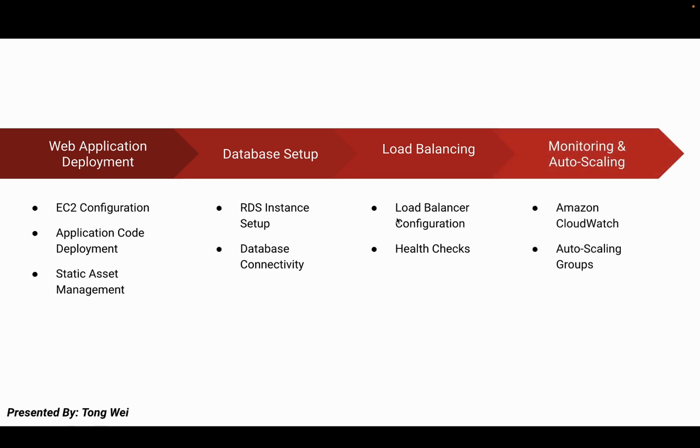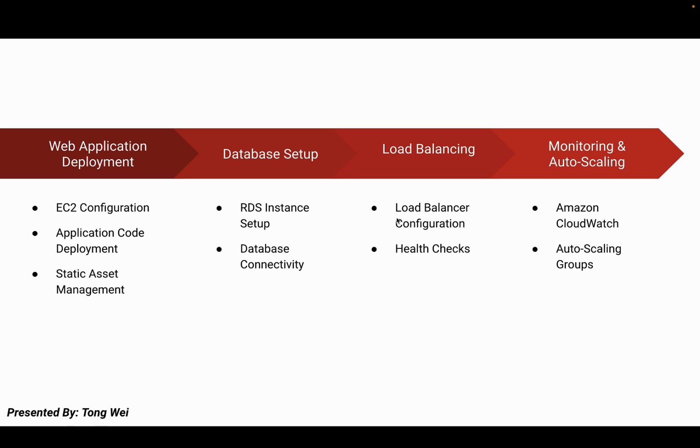And last but not least, we have monitoring and autoscaling. For monitoring, we used Amazon CloudWatch to set up custom metrics for tracking resource usage. We've also set up alerts to notify when instances are over or underutilized. For autoscaling, we've configured autoscaling groups to automatically increase or decrease the number of EC2 instances based on the traffic demand. This ensures the application remains responsive during traffic surges while minimizing costs during low traffic periods. That's all for phase 2.